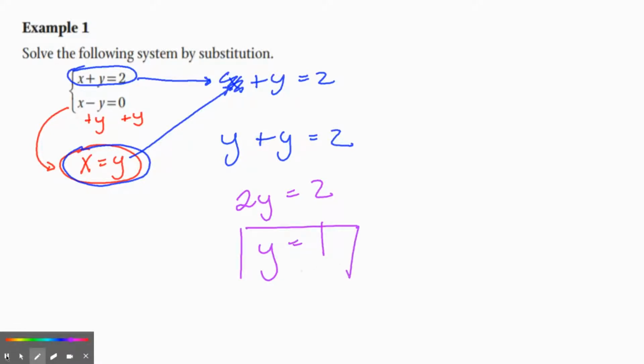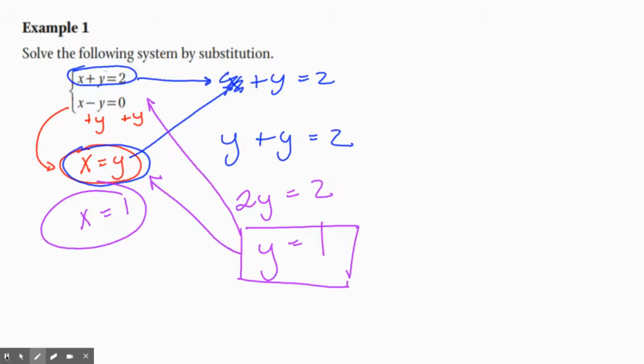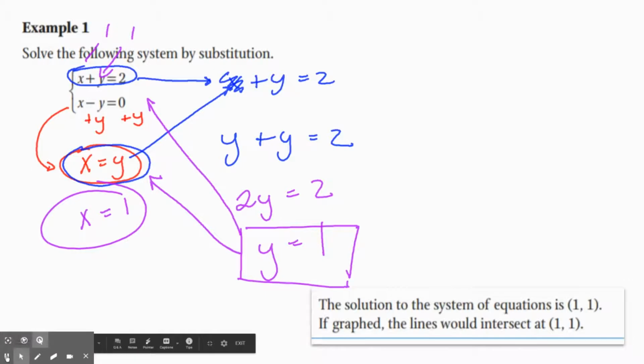And once you've solved for one of the variables, you just can substitute that y equals 1 into any of the original ones. And of course, the bottom one's easy. X is equal to y, so therefore if y is equal to 1, won't x also be equal to 1? But you'll get the same answer up here. If you substitute 1 up here, what plus 1 equals 2? Well, the answer is going to be 1. So it doesn't matter which equation you substitute back in, you'll still get the same answer. So final answer. The solution to the system of equations would be 1, 1.